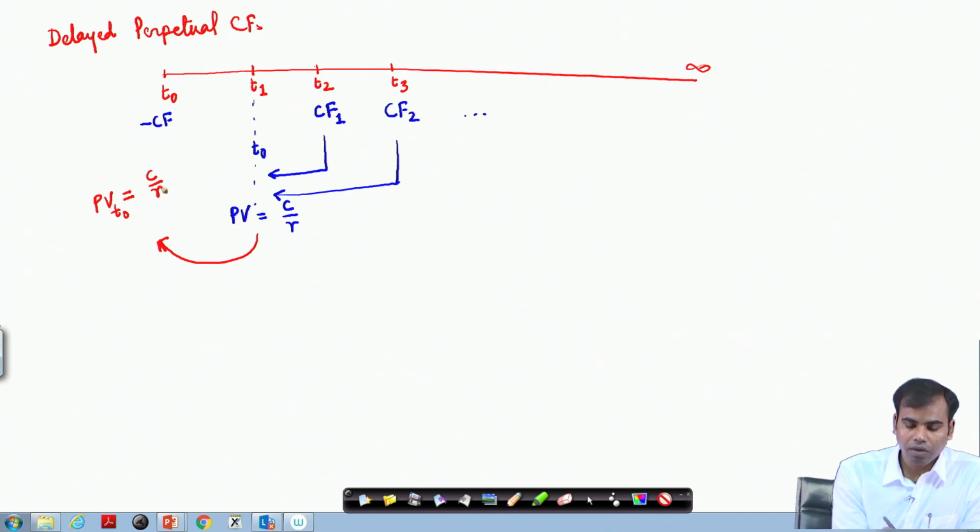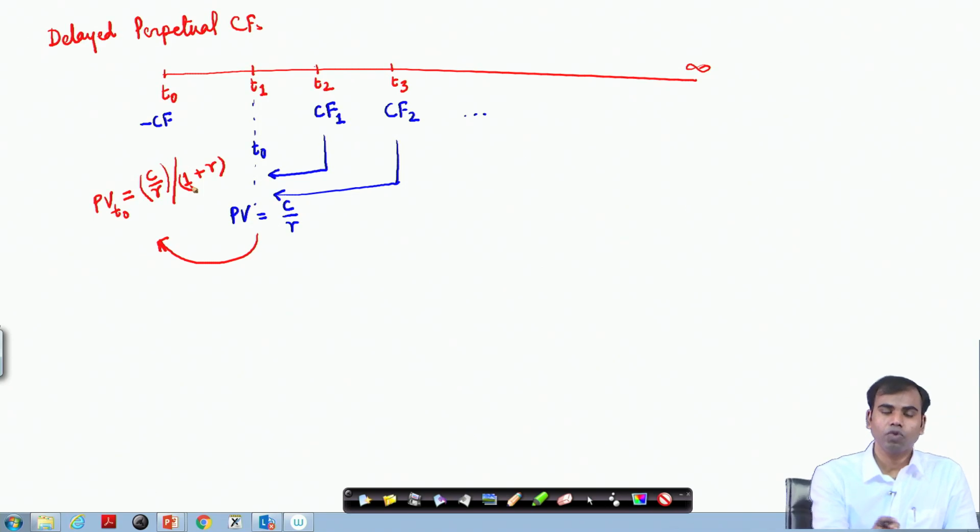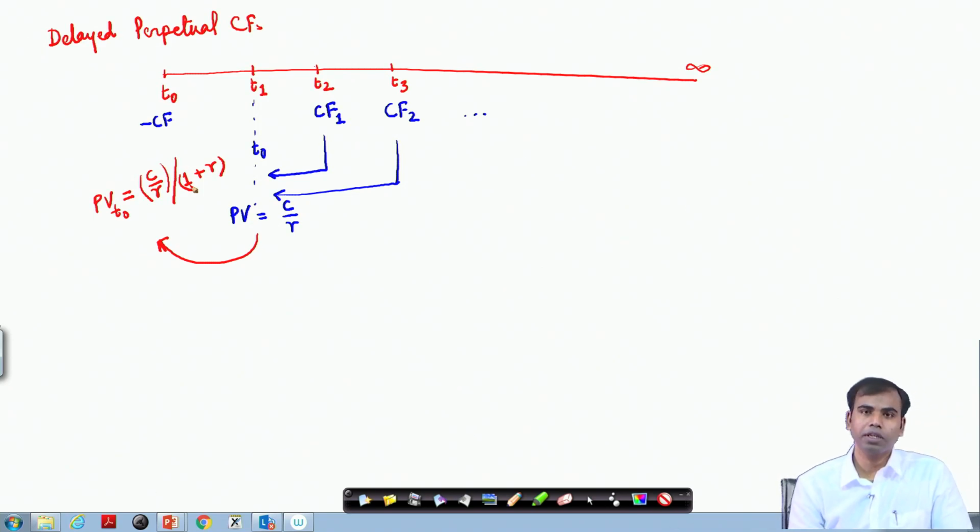C by R divided by 1 plus R, right. So, since the cash flow is delayed for 1 year or one period in this case, we will discount it for one more period, that is divided by 1 plus R as we have seen earlier. So, the situation here is, if you have a delayed cash flow, you can discount it for the number of years for which it is delayed, and this will be giving you the present value at current time.